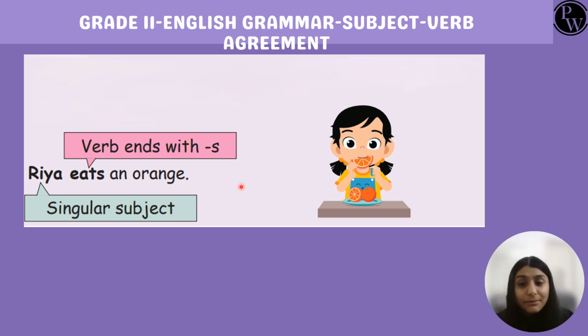So if the subject is he, she, it, or even a singular noun, we add s or es to the verb. So, for example, let's see here. Ria eats an orange. So, when the subject is a singular noun, like Ria, right? The verb changes by adding an s. We add an s to the verb. Okay? So, in this case, eat becomes eats. Ria eats an orange. Okay?